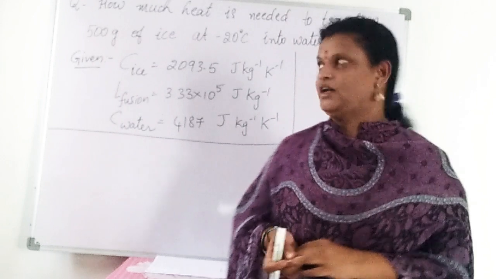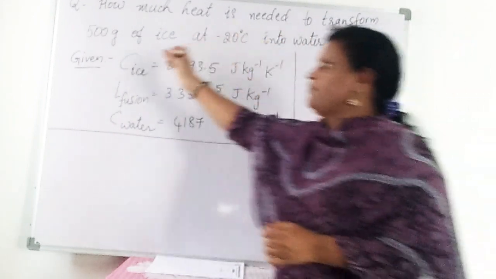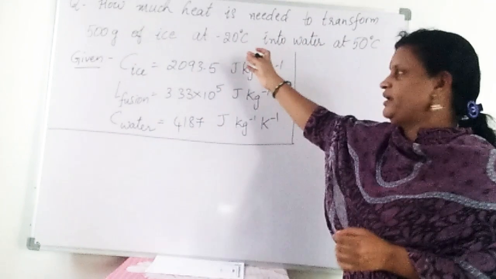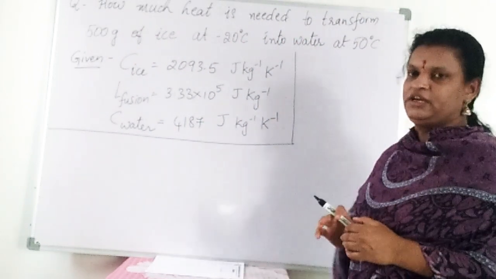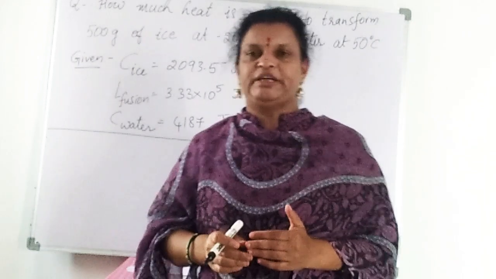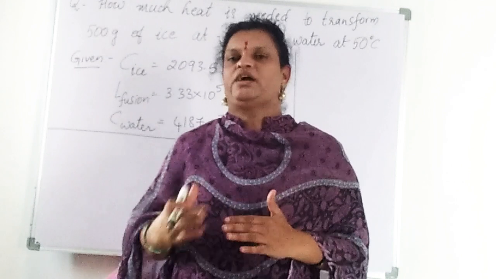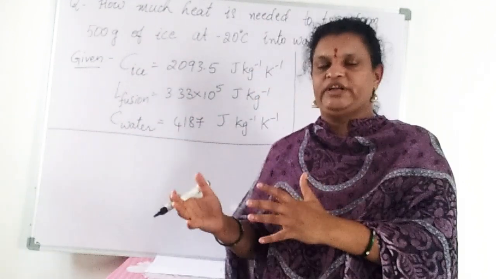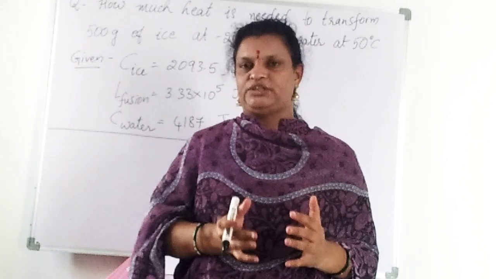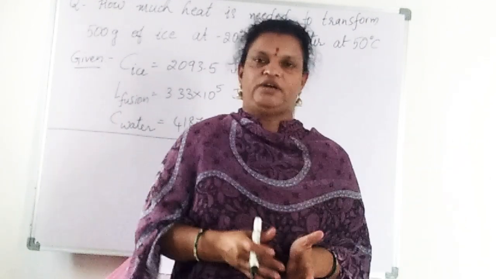So today we have a small question. How much heat is needed to transform 500 grams of ice at minus 20 degrees Celsius into water at 50 degrees Celsius? Here we are increasing the temperature of ice from minus 20 to 50 and also converting that ice into water. So we have to increase the temperature from minus 20 to 0 and also 0 to 50, and at 0 ice has to convert into water.